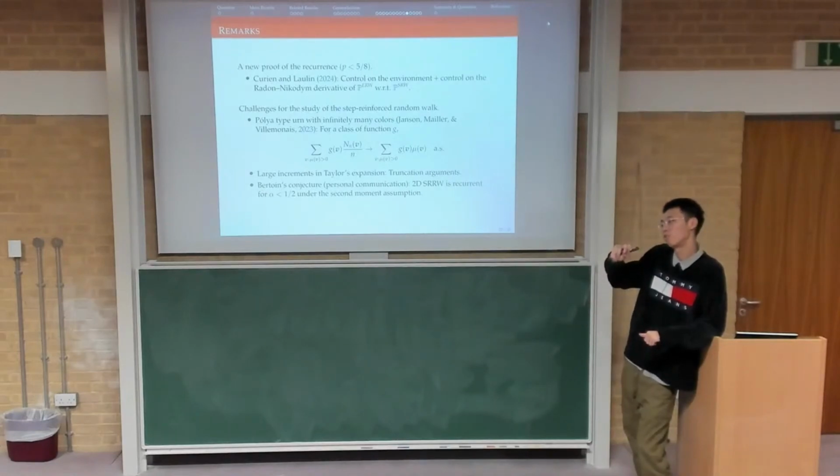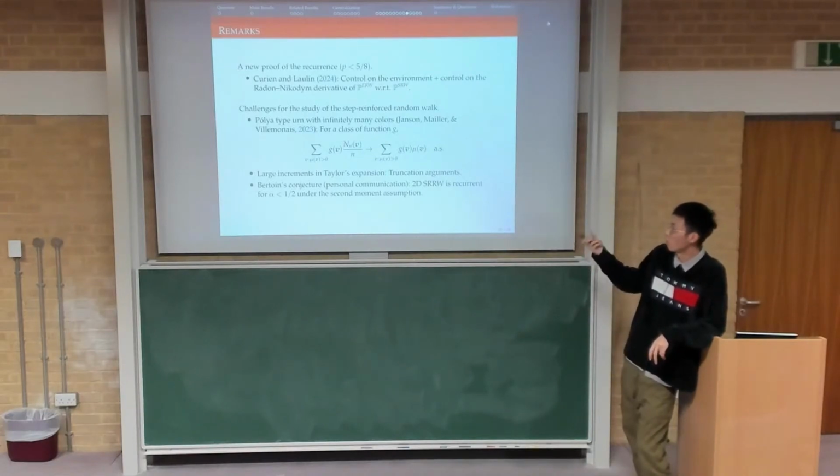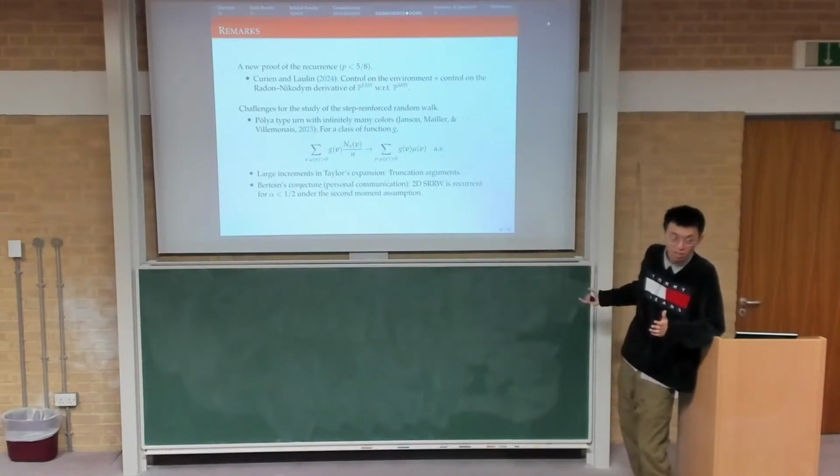They have some control and some estimate on the Radon-Nikodym derivative. So for two-dimensional simple random walk, we have some lower bound for the returning probability within the next n steps. Then once you have some estimate for the Radon-Nikodym derivative, we also have some lower bound for the returning probability for the elephant random walk within the next n steps. You return to the region.